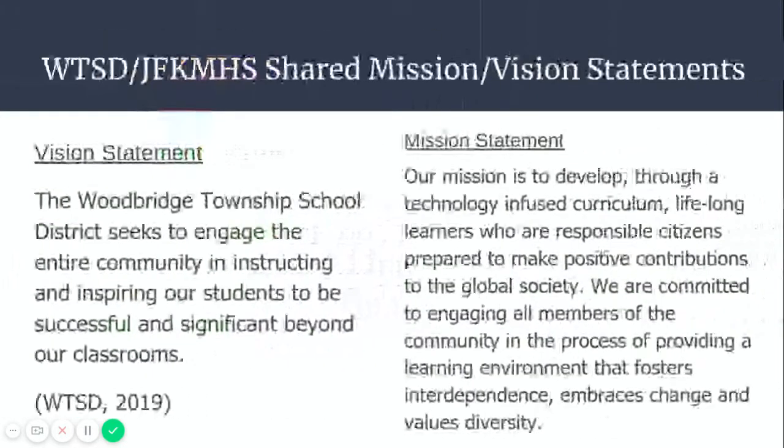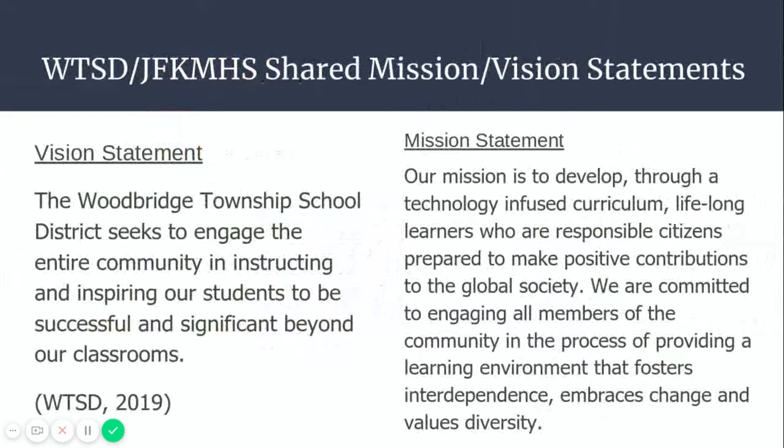So here in Woodbridge Township, and specifically here at John F. Kennedy Memorial High School, we have a shared mission and vision statement. The Woodbridge Township School District seeks to engage the entire community in instructing and inspiring our students to be successful and significant beyond our classrooms. In order to achieve this vision, it is our mission to develop through a technology-infused curriculum lifelong learners who are responsible citizens prepared to make positive contributions to the global society. We are committed to engaging all members of the community in the process of providing a learning environment that fosters interdependence, embraces change, and values diversity.